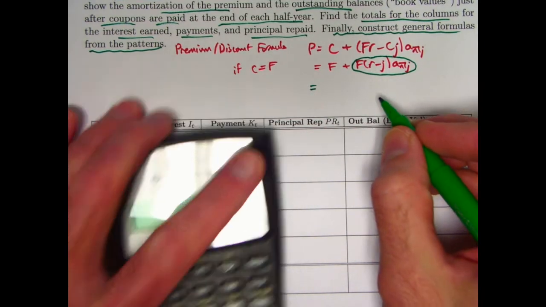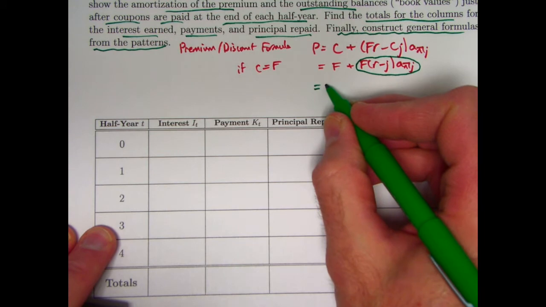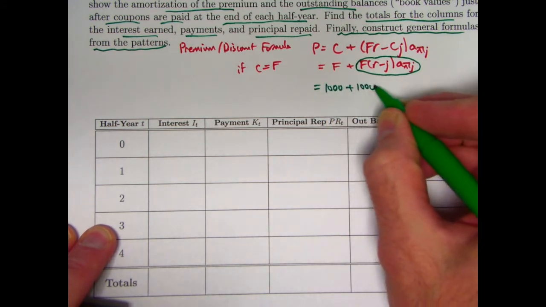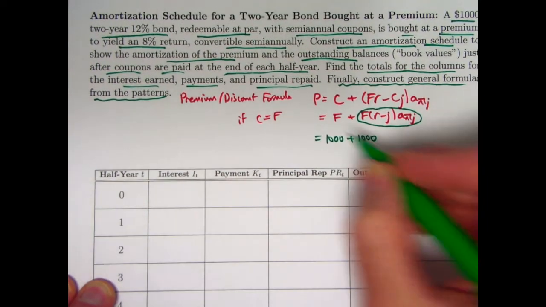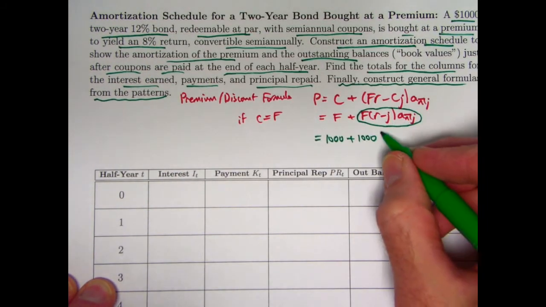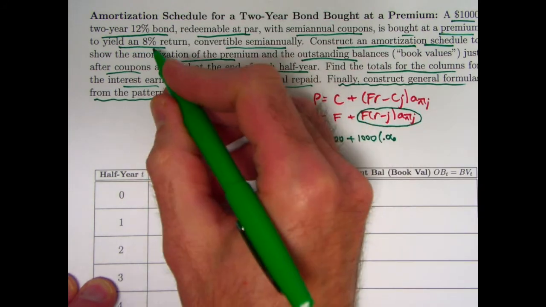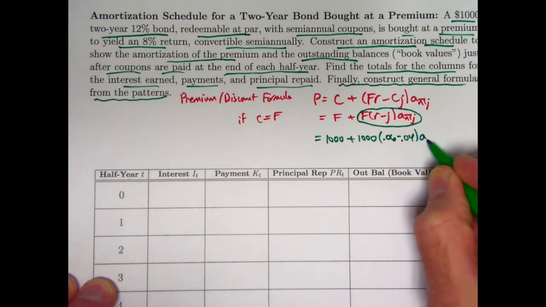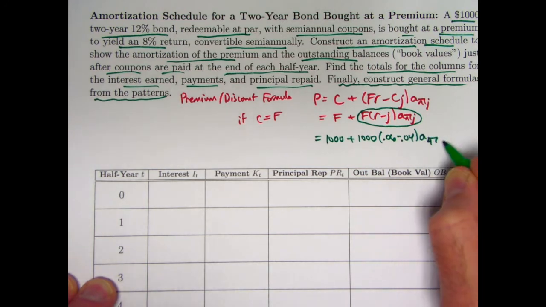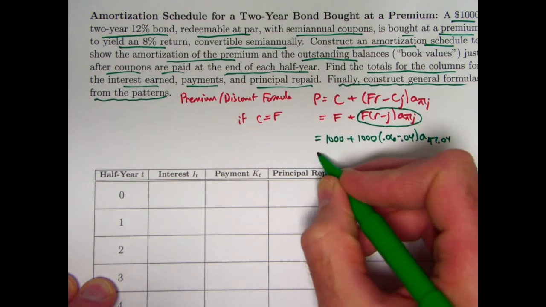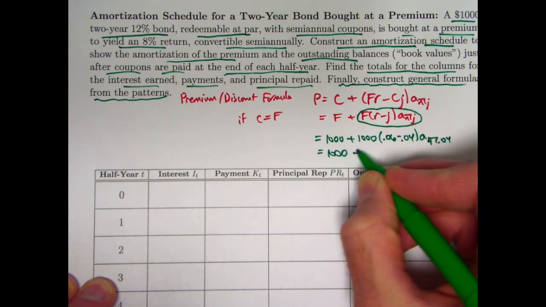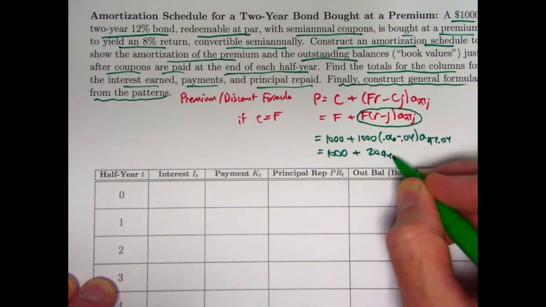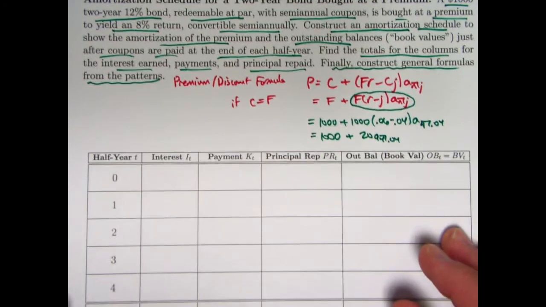So for the initial outstanding balance, let's go ahead and write it out first. F is C is 1,000. So we have 1,000 plus 1,000 times R minus J. R would be half of this, 6% or 0.06. J would be half of this, which would be 4% or 0.04. There's 4 coupon payments, and J is again 0.04. So this is 1,000 plus 0.02 times 1,000 is going to be 20 times this. Let's go ahead and use the calculator now.